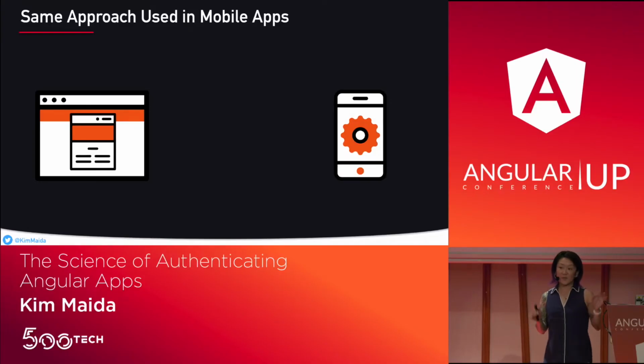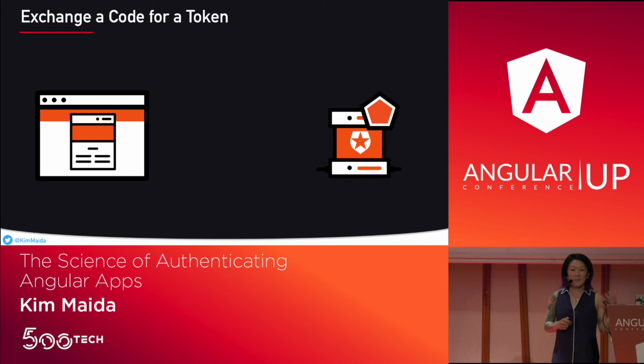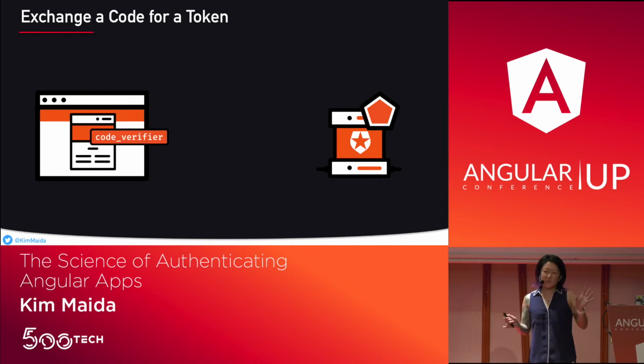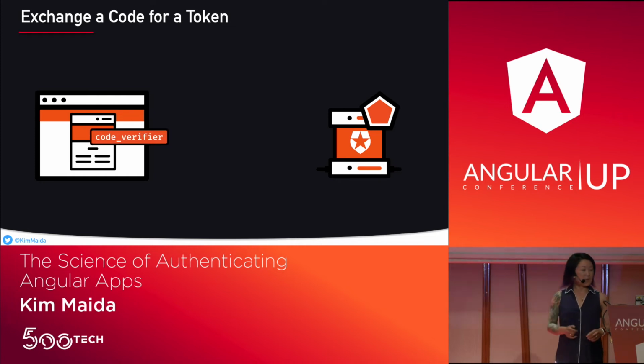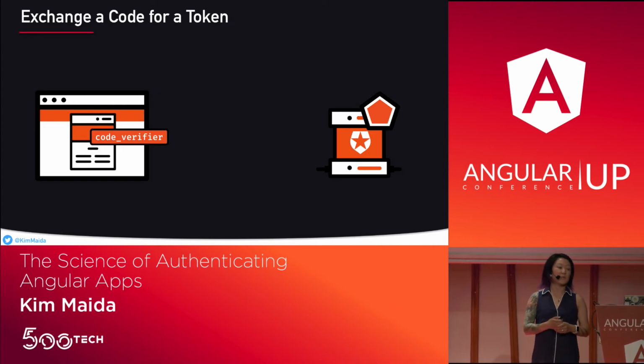So it's not actually super new. It's the same approach that's used in mobile applications. So if you've done mobile app development with authentication, you might actually be familiar with this already. It's basically a flow where we're going to exchange a code for a token. Now, I'm going to go through this kind of quickly, but don't worry too much about it. The first thing we're going to have to do is on the front end, we're going to have to create a random string called the code verifier.